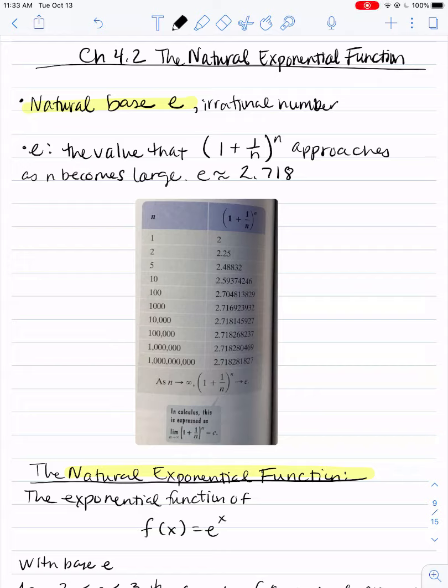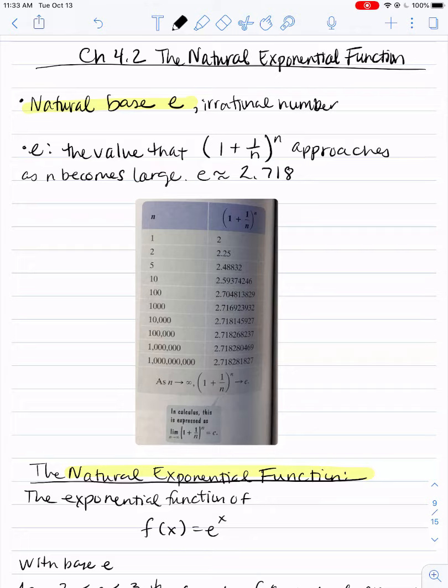Okay, so we have chapter 4.2 where we're going to learn about the natural exponential function. So we have that the natural base is represented by e, and e is actually an irrational number. e is the value that (1 + 1/n)^n approaches as n becomes large. So our e is approximately 2.718.